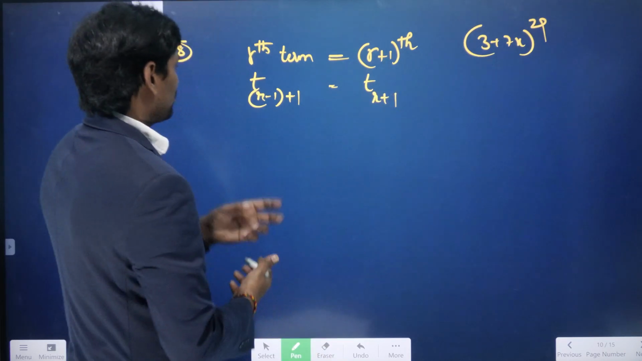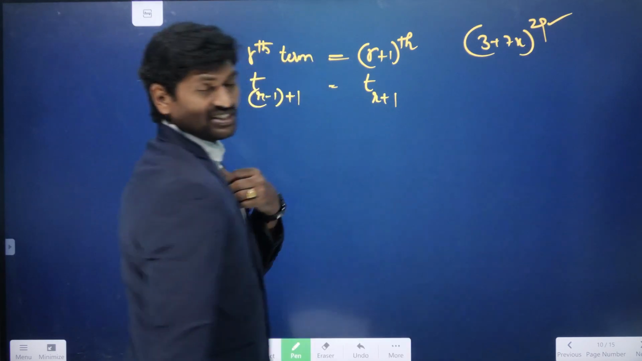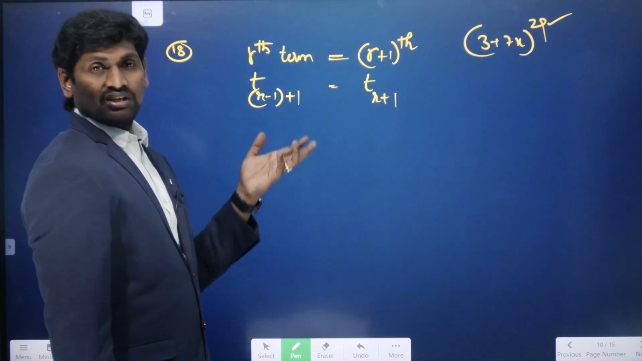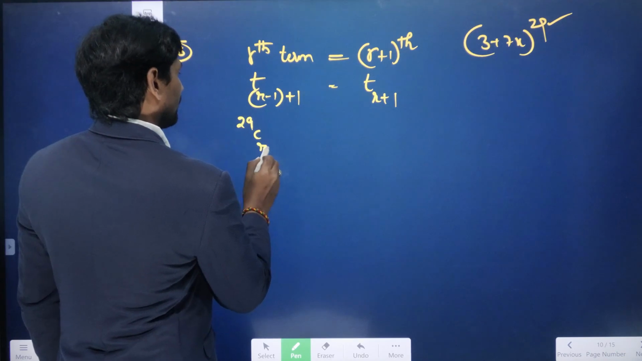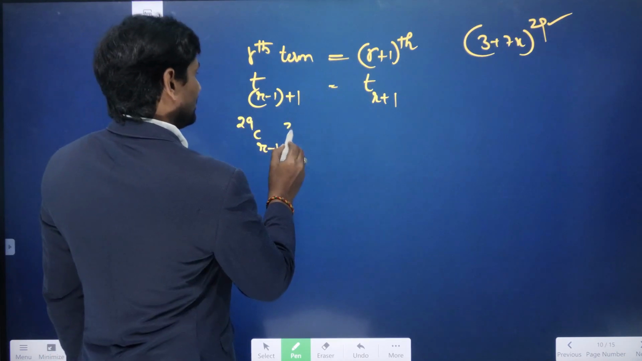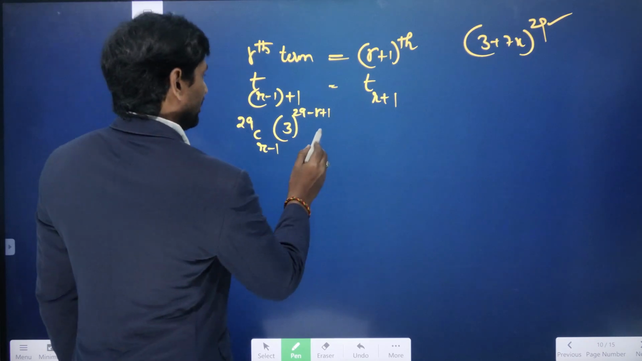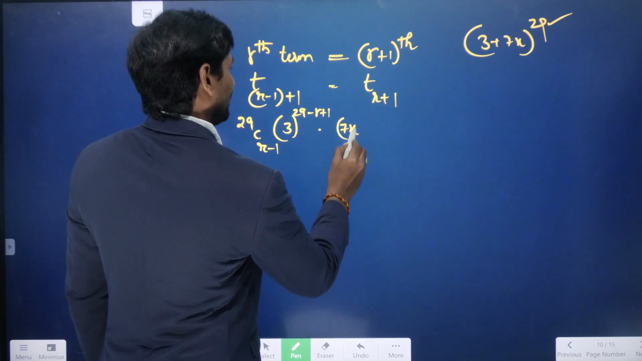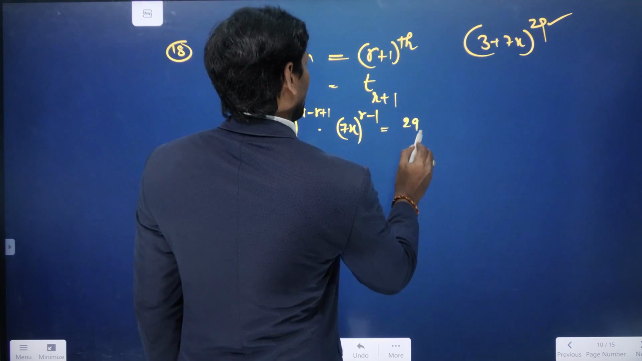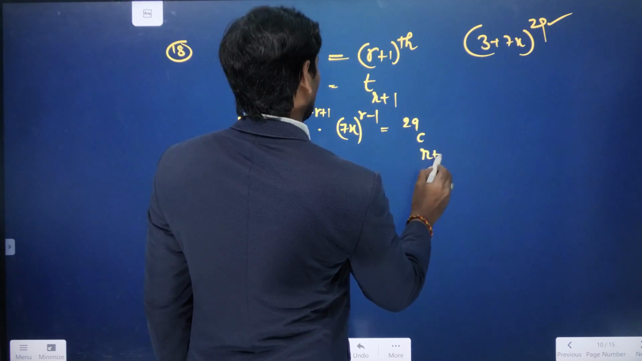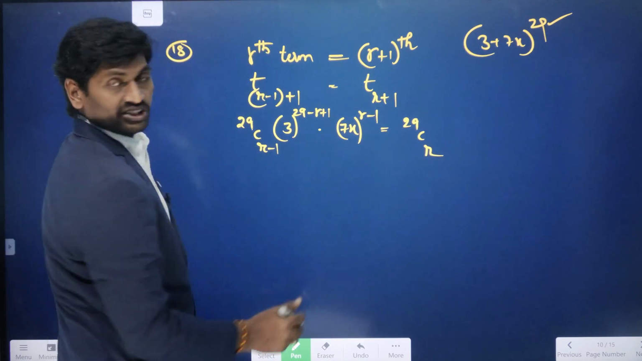Terms are equal, right? So in the place of r minus 1, I can take n here: x power n minus r, y power r. So n here is 29, C(29, r minus 1), 3 power 29 minus (r minus 1), that is plus 1, into 7x power r minus 1, that is equal to T(r plus 1), which is 29 C r, sorry, 29 C r. Here I wrote r minus 1, here I should write r.